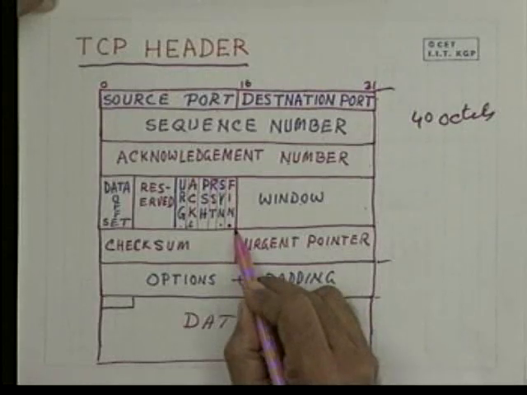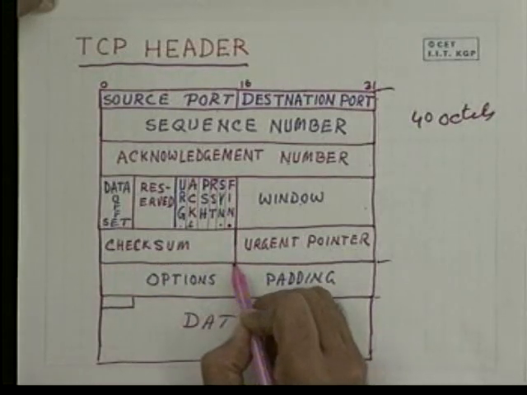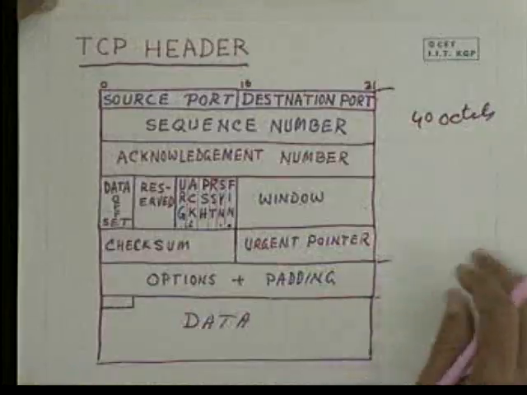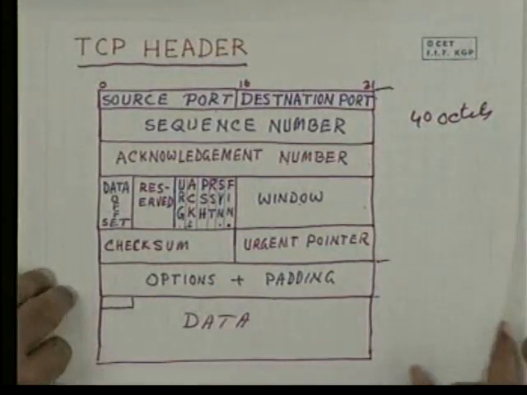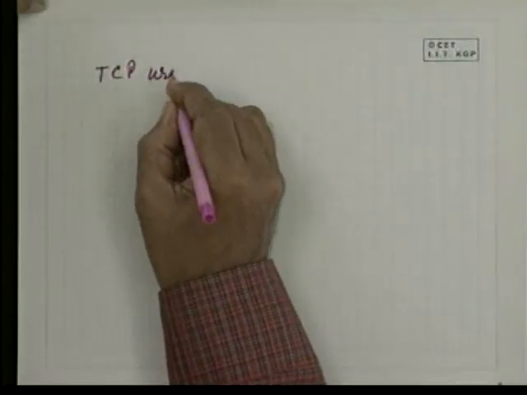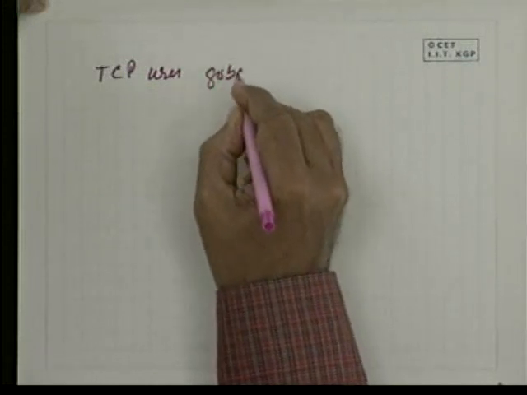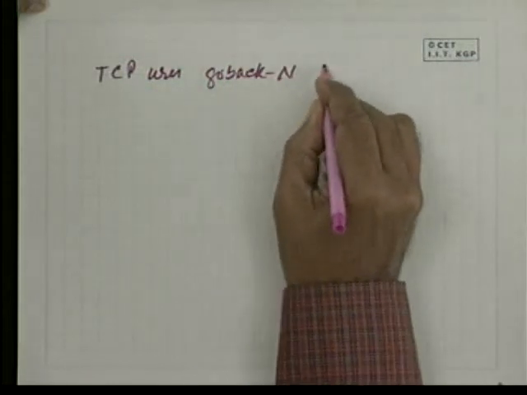And once an error is found through this checksum, then a no acknowledgement is sent to the other side. That means after receiving some datagram, if it is found that there is an error, TCP sends what is called go back N ARQ. So TCP uses the go back N ARQ technique.